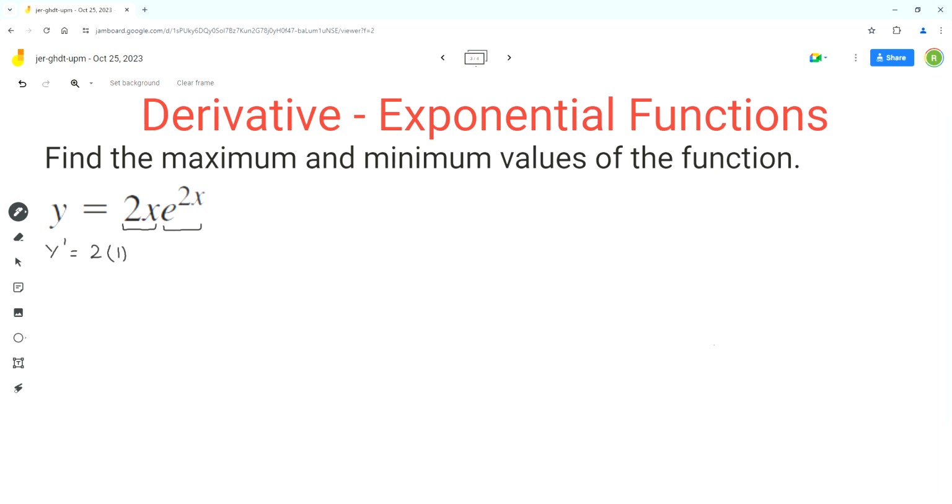times the second function, and then plus the first function times the derivative of the second function. The second function is the exponential function with base e, so its derivative is the e term itself, times the derivative of the exponent, and the exponent is 2x. And in this 2x, 2 is the coefficient, so it will stay as it is, and the derivative of x is 1.